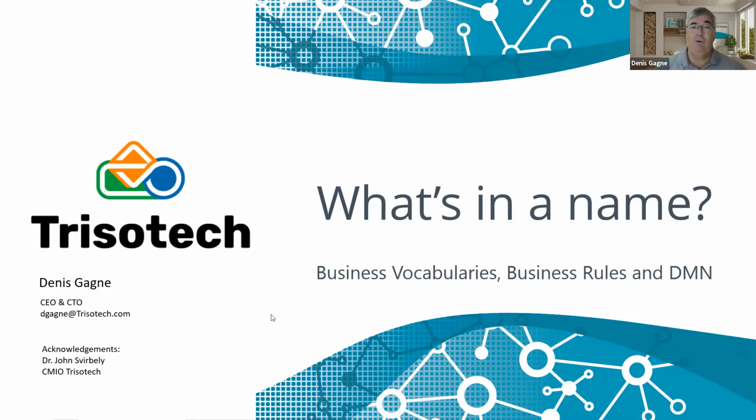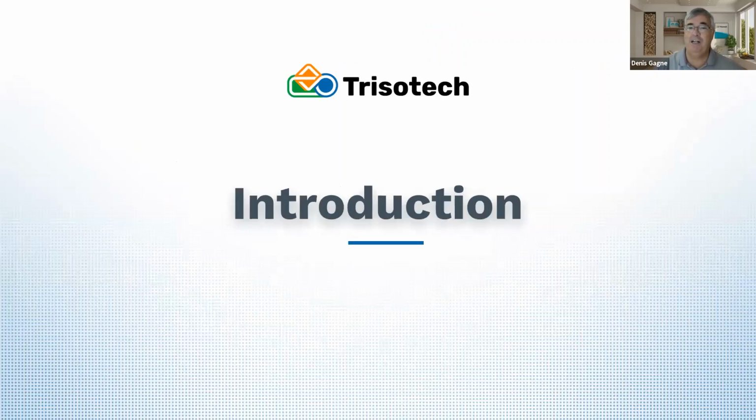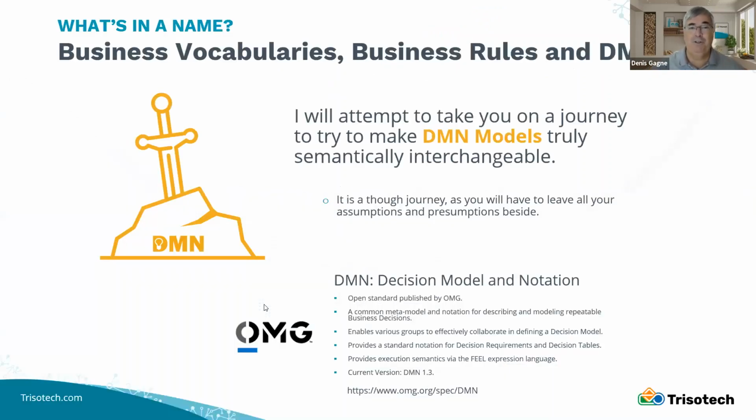So hopefully today I won't open too many old wounds or get people to scratch their head too much. What I'd like to do today is try to take you on a journey to make DMN models truly semantically interchangeable. And I'm going to take a very iterative approach to this presentation so that we step through this together and see where it takes us. I'm assuming prior knowledge of DMN, the Decision Model and Notation from the Object Management Group. But I'll try to make this as clear as possible to everybody watching.